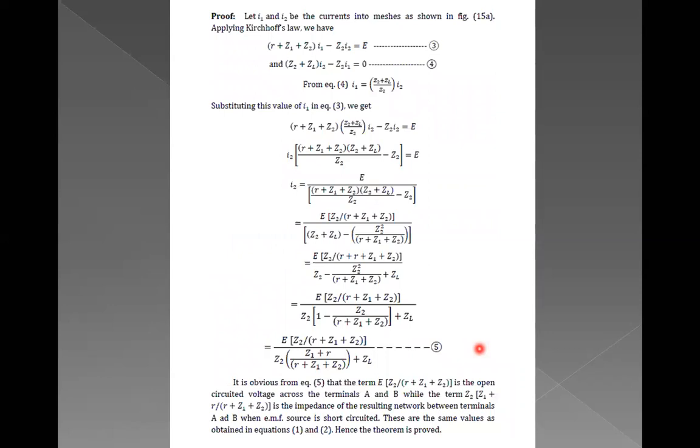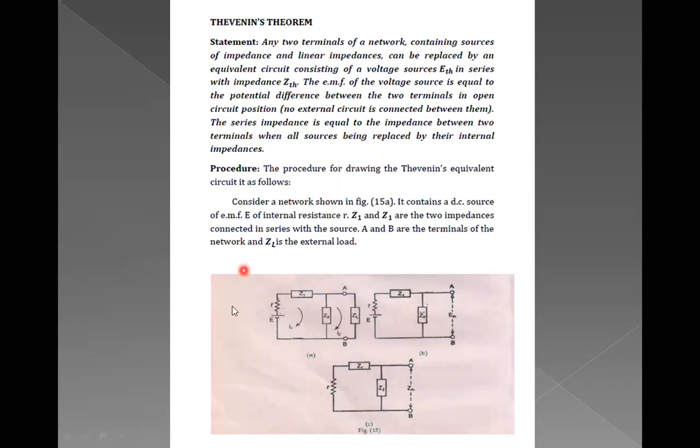Okay, so we will consider this particular main diagram, the figure A, and we will say that this is mesh 1 and this is mesh 2. Applying Kirchhoff's voltage law to mesh 1 and mesh 2 individually, we will get two equations. This is I1, so I1 into R plus Z1 plus Z2 minus, as these two are in the clockwise direction, it means I2 is the current which is moving in the opposite direction. I1 is in this direction and I2 is from down to up.